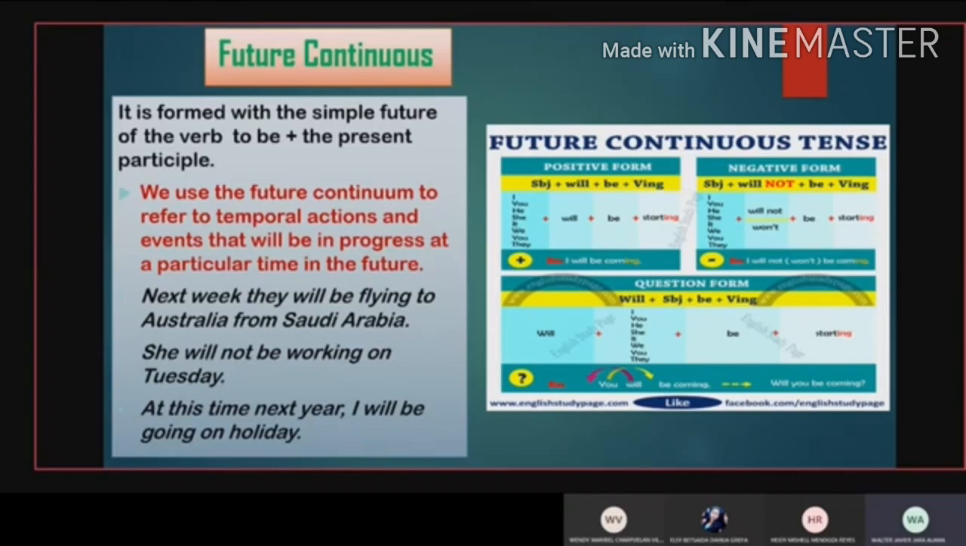The structure: subject plus will plus be plus verb ing plus complement. In negative, subject plus will plus not plus be plus verb ing plus complement. In interrogative, will plus subject plus be plus verb ing plus complement plus question mark.